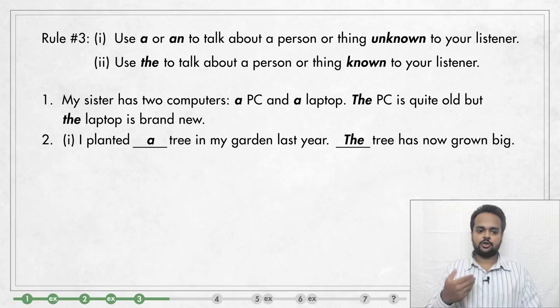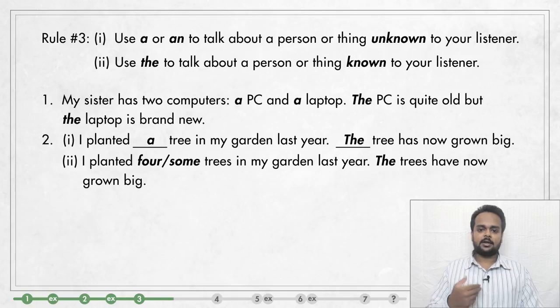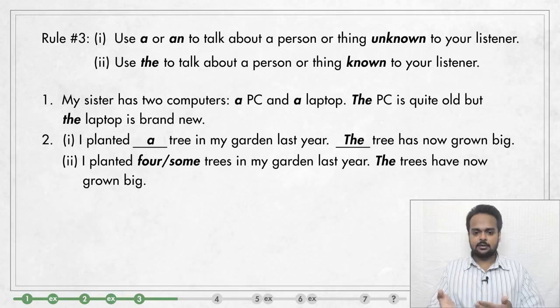But what if I planted 2, 3, or 4 trees? Well, you know that we cannot use a or an with plurals. But we can mention the exact number. We can say, I planted 4 trees in my garden last year. Or if I don't want to say the number, I can say, I planted some trees. And then I can say, the trees have now grown big. The simply means that you know which trees I'm talking about.